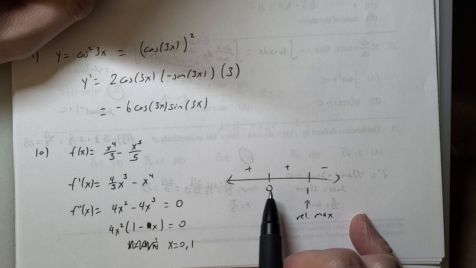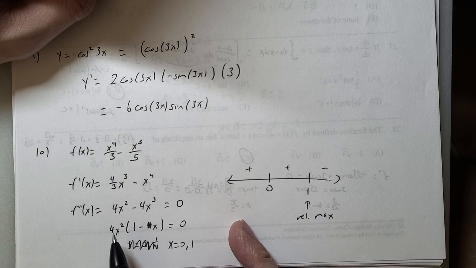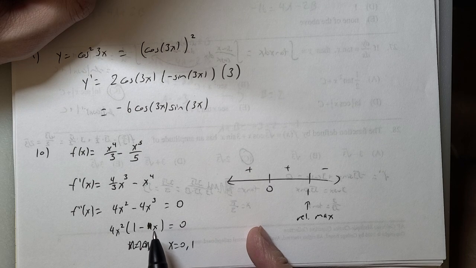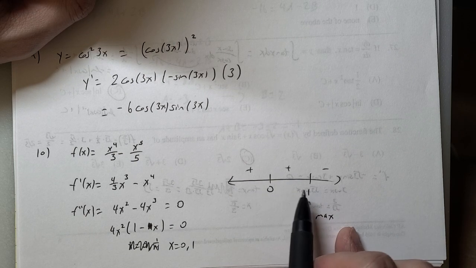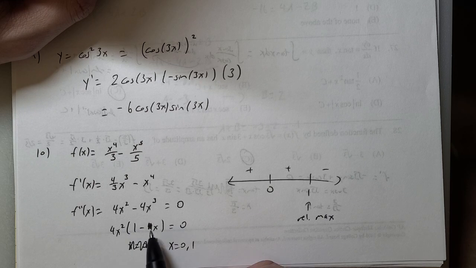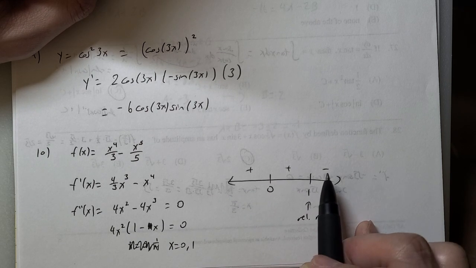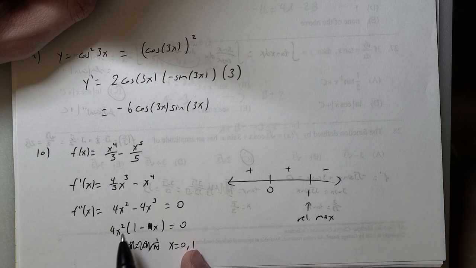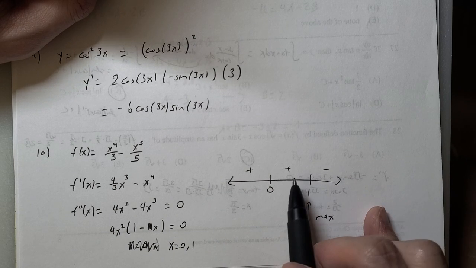When you plug in a number less than 0, this guy's always positive. This guy would be 1 minus some negative number, so that becomes positive. Two positives make it positive. Plug in a number between 0 and 1, like half. This guy's always positive. 1 minus half is positive. The sign is positive, because positive times positive. Plug in a huge positive number. This guy's always positive. 1 minus a huge positive number would make this negative. Positive times negative is negative.